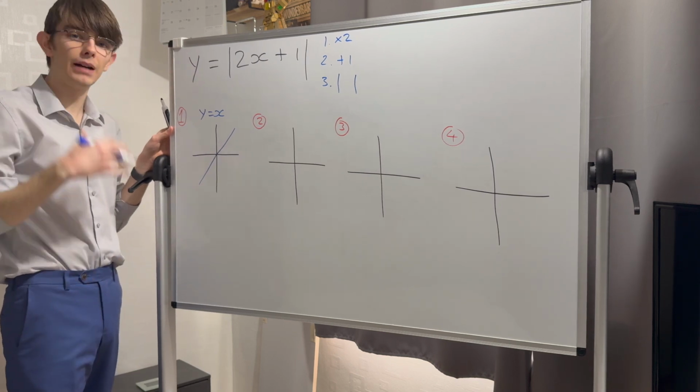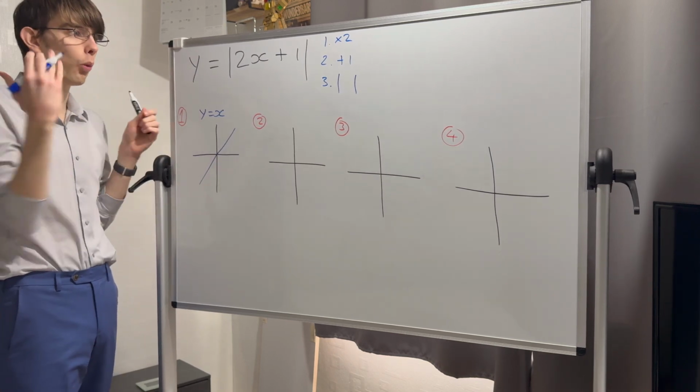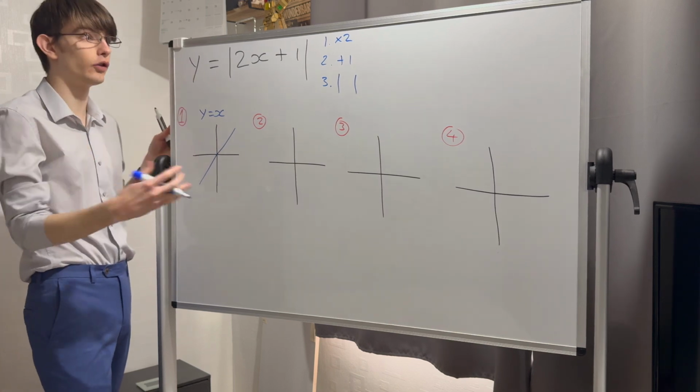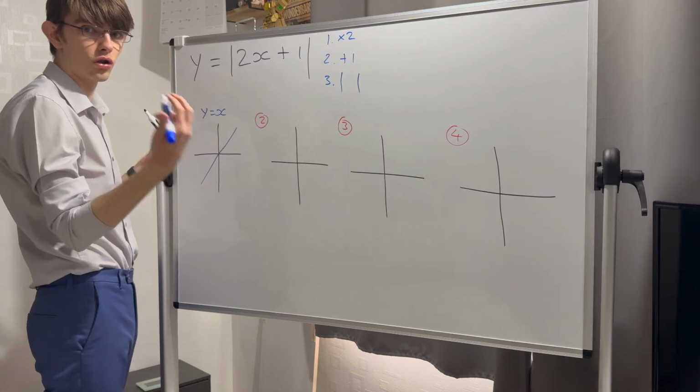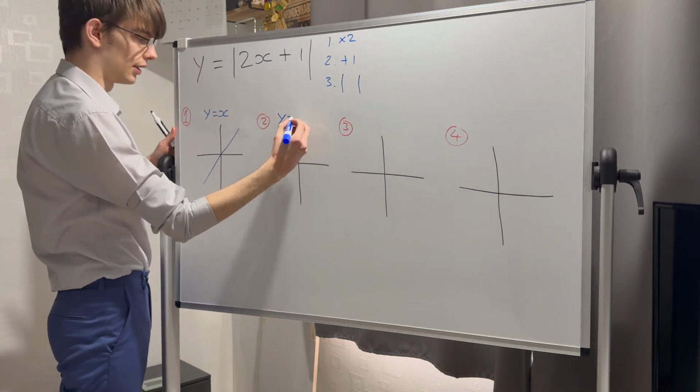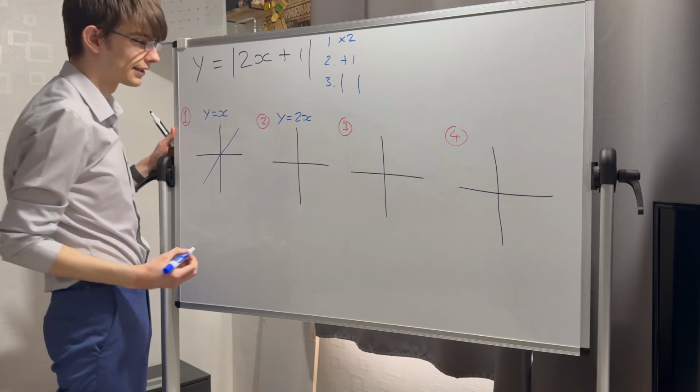So maybe go back to BIDMAS or just intuition. What is happening to my x first? Well, first and foremost, it's being multiplied by 2. So that's the first thing that we're going to do. That's the first transformation: y equals 2x.